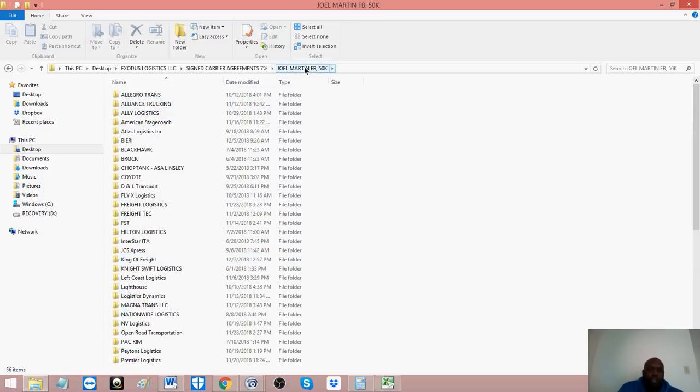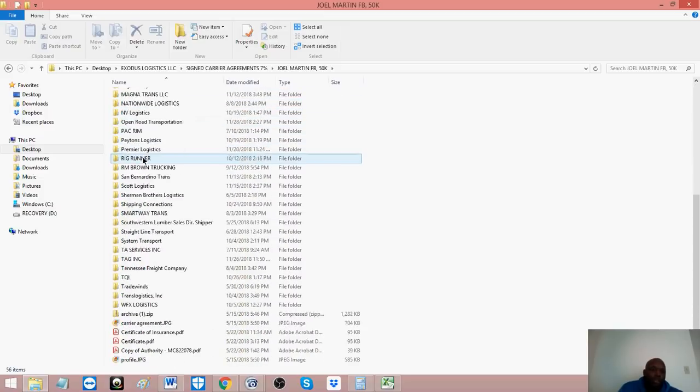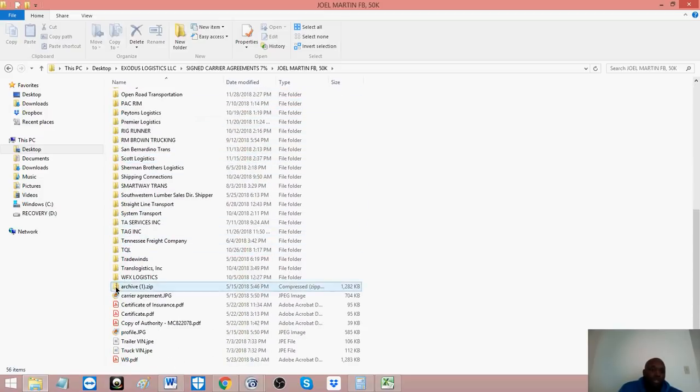Now with him, this is the carrier, he's a flatbed carrier. Look at all the brokers that he ran, all the brokers under this one carrier. And then again, here's his. So the format and the model of running this business is the same for me, and you can tweak yours to that particular format too.